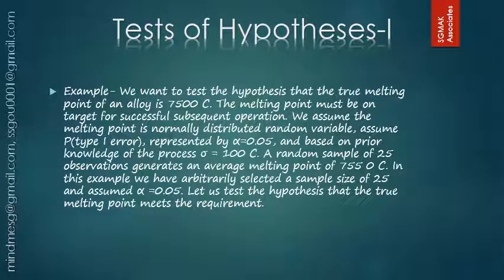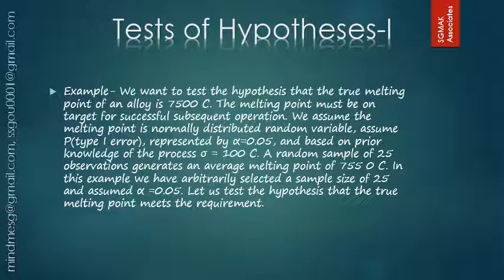Let's take an example. We want to test the hypothesis that the true melting point of an alloy is 750 degrees Celsius. The melting point must be on target for successful subsequent operation. So we are concerned about melting point being higher or being lower. We want to keep it exactly on target of 750 degrees Celsius.